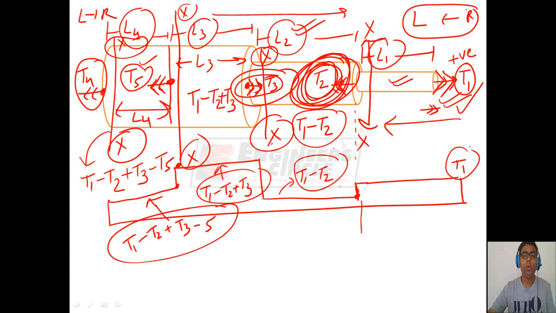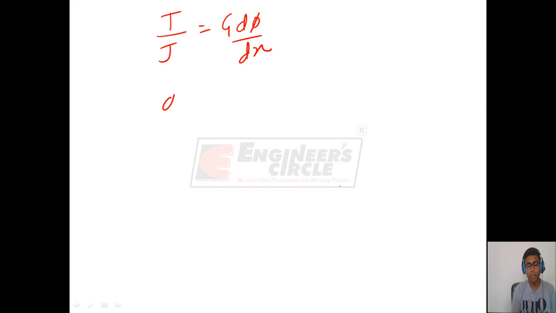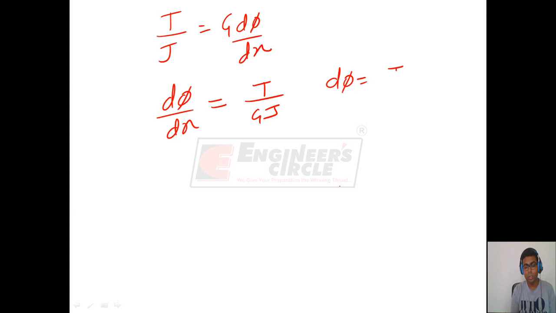Now, once we know the value of internal torque, we can use the torsion equation. Remember that the torsion equation is T by J is equal to G into d phi by dx. Therefore, from here we can write d phi by dx as equal to T by GJ. Therefore, we can write d phi as equal to T by GJ into dx.